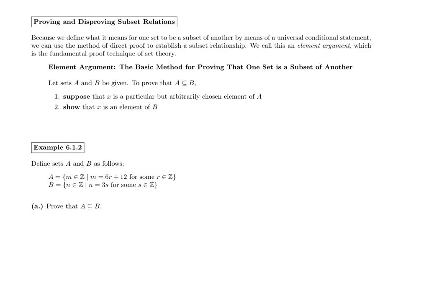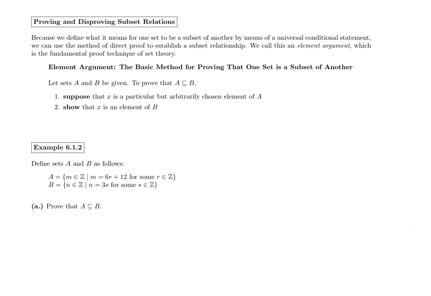So how do we prove or disprove subset relations? Well, because we define what it means for one set to be a subset of another by means of a universal conditional statement, we can use the method of direct proof to establish a subset relationship. We call this an element argument form of proof. And when you see in the homework to do an element argument proof, this is what we're talking about. So it's the fundamental proof technique for set theory.